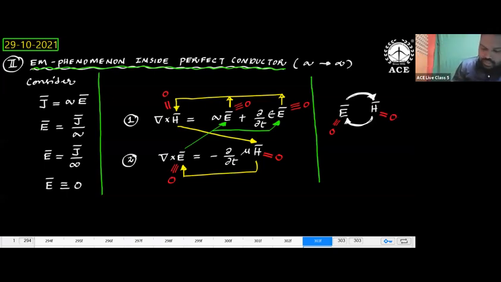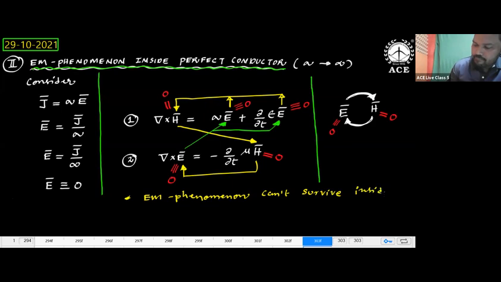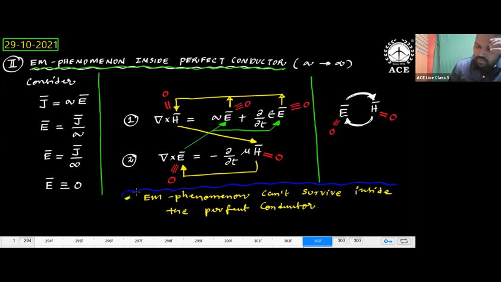Okay. So what is the statement, beta? EM phenomena can't survive inside the perfect conductor. Or all fields are 0 inside the perfect conductor, you can say. So the EM phenomena cannot survive inside the perfect conductor.